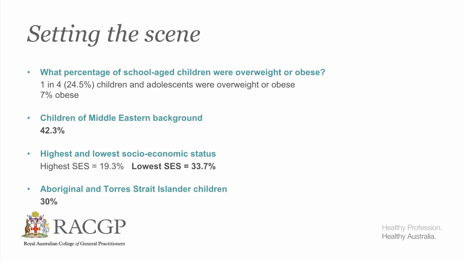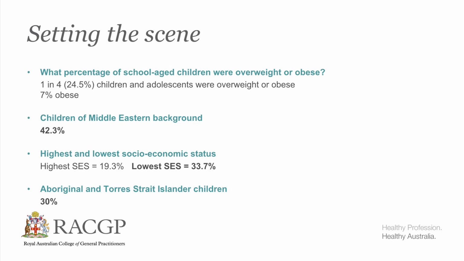What percentage of school-age children were overweight or obese? So 1 in 4 children, about 24.5% of children and adolescents were found to be overweight or obese, with 7% of these children in the obese category. Children of Middle Eastern background? Compared to the general population, children with Middle Eastern background were found to have a prevalence of about 42.3%.